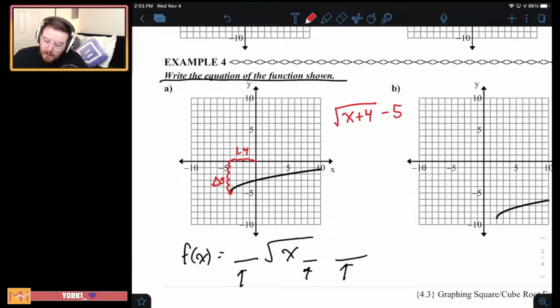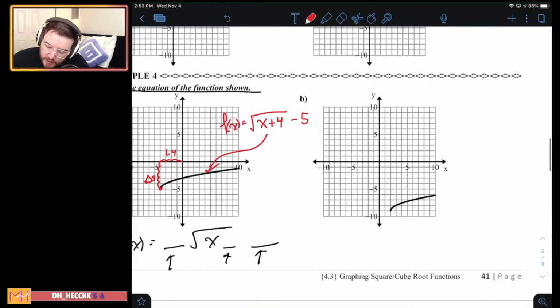I know it's maybe a little hard to tell the stretch or shrink. Just trust the fact that it doesn't look like it's growing very rapidly. There's no stretch or shrink, but we should take note of whether it's been reflected or not. This thing's opening upwards, so we'll stick with the positive. You don't need to actually write the positive, I'm just stressing the fact that there's no negative. So there's our function. Perfect. Let's do that again.